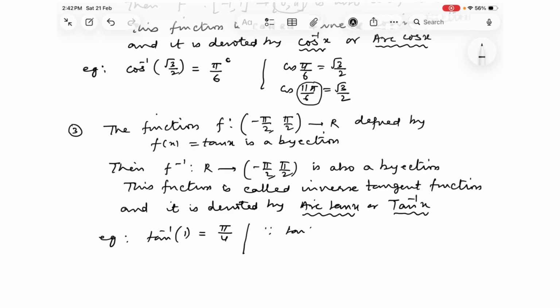Generally, tan pi by 4 is also 1. Tan of pi plus pi by 4, that is 5 pi by 4 is also 1. But we don't write 5 pi by 4 here because the range of tan inverse is between minus pi by 2 to plus pi by 2. Range is between minus pi by 2 to pi by 2. Now similarly, tan inverse of minus 1, we write it as minus pi by 4. We never write it as 3 pi by 4.